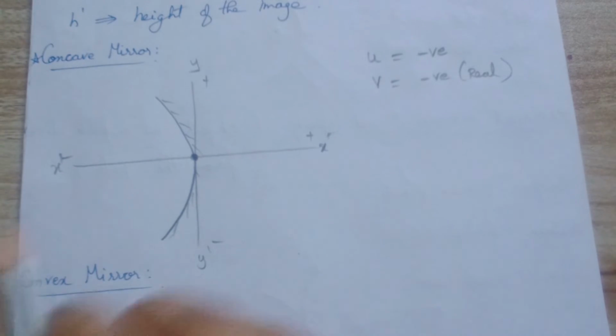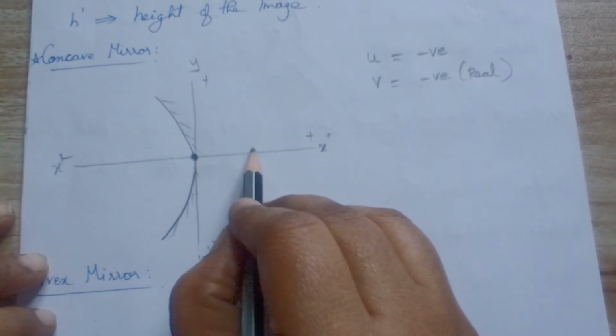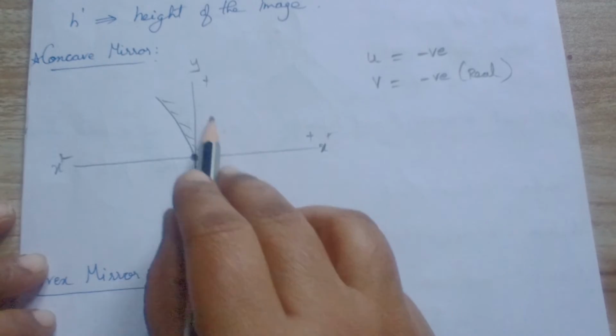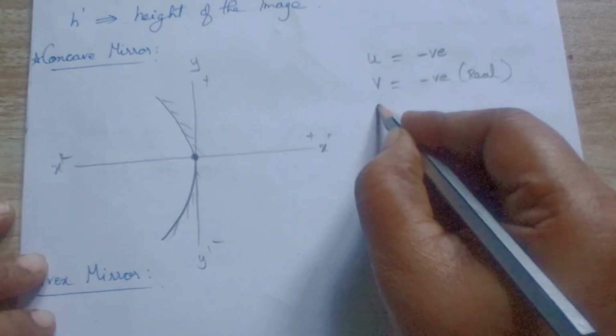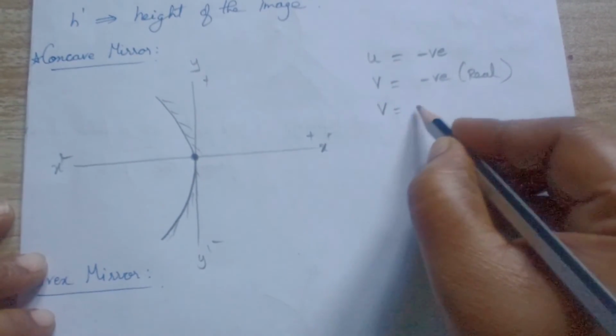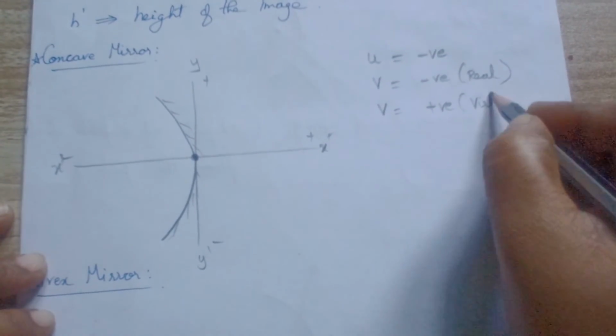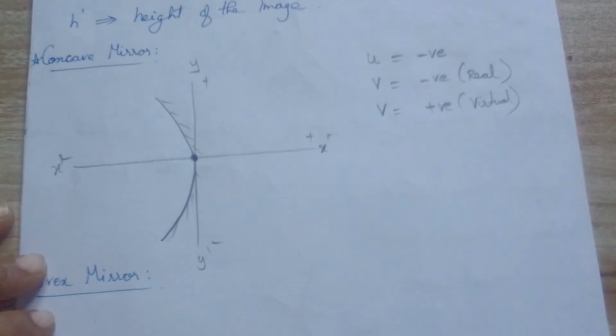When the image is virtual, think about that. Virtual means you will be getting the image behind the mirror. So it will lie in this quadrant, right? In the first quadrant. Then the distance of the image from the pole is positive when the image is virtual. Clear?